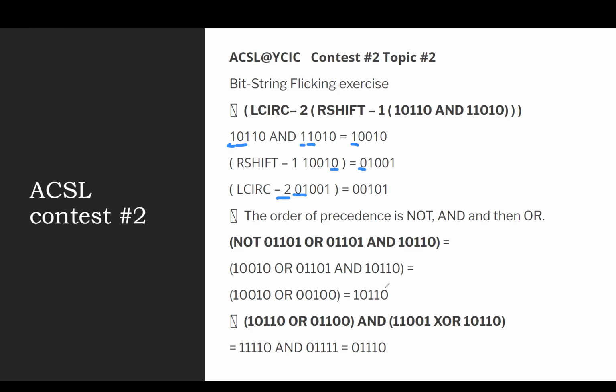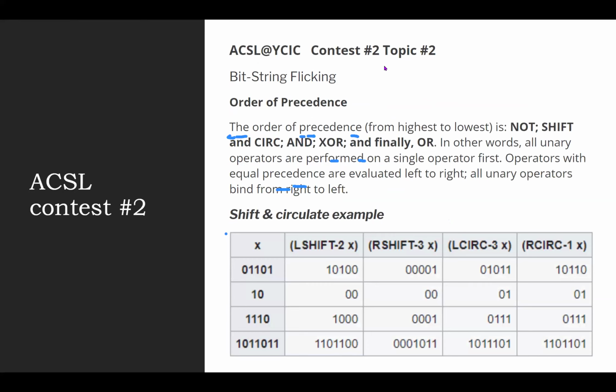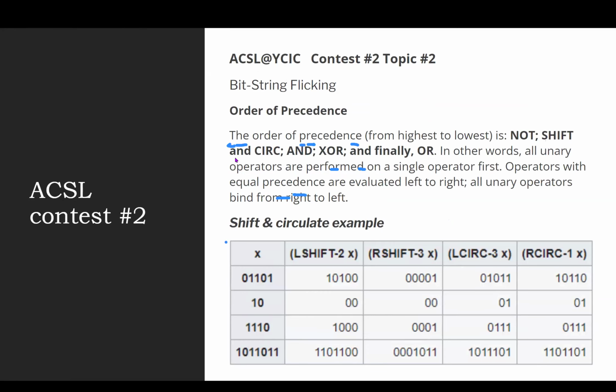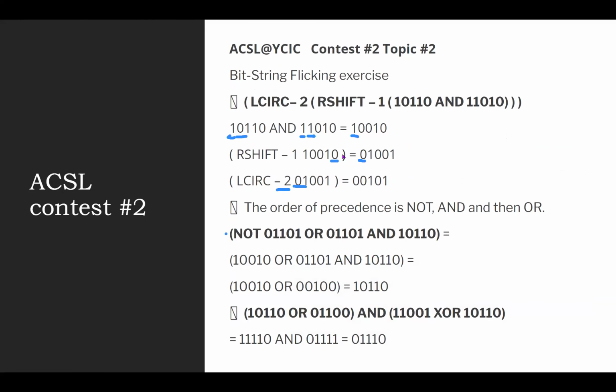So now we're going to do this one here. Remember that the order of precedence for this one is not, then and, then or, because like I said earlier on the previous slide, it's from highest to lowest: not, shift and circulate, and XOR and OR. So that applies to this. We have to do not first because it's the highest one.